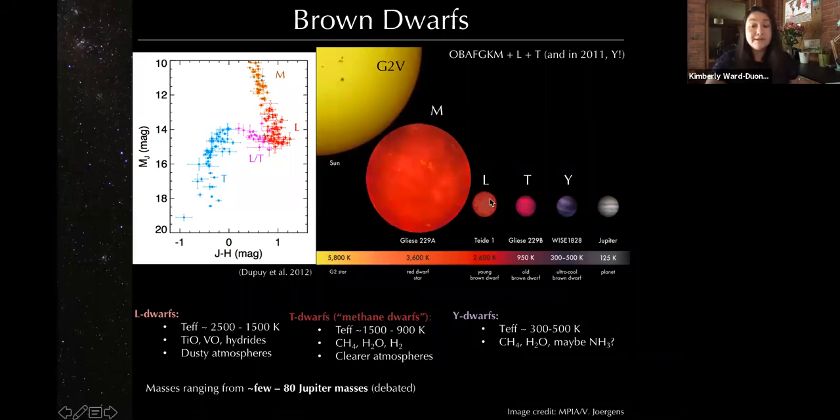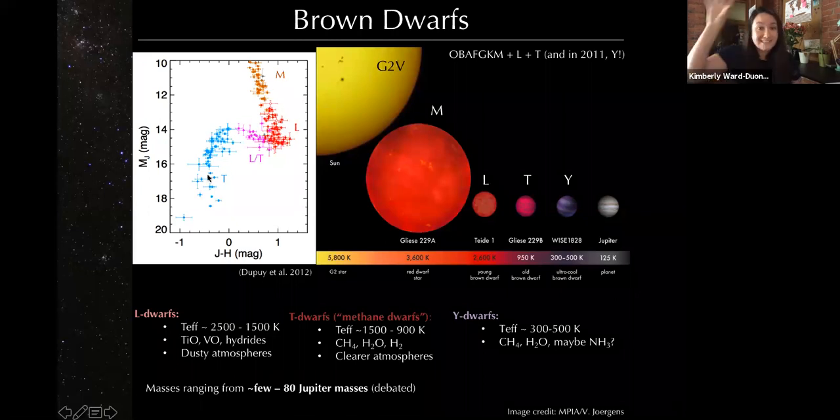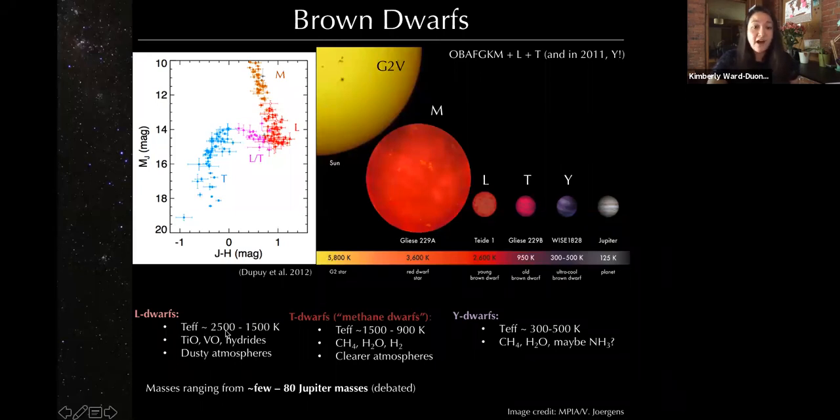As we go into these spectral classifications, the first ones were discovered in 1995, and the most recent addition to our main sequence of sorts are the Y-dwarfs that were discovered in 2011. The main difference between these different classifications is really related to temperature, and that's what we're seeing in this physical manifestation in the HR diagram. So the L-dwarf regime are the hottest brown dwarfs.